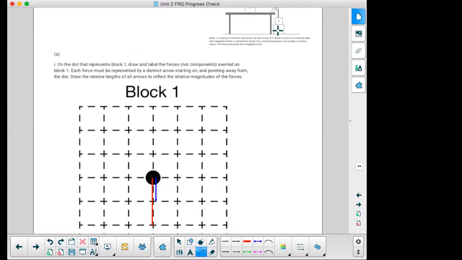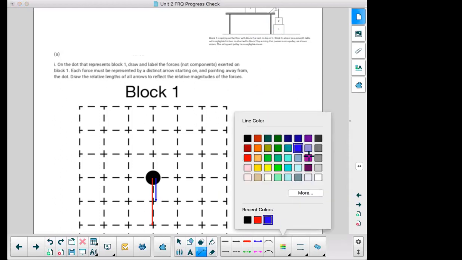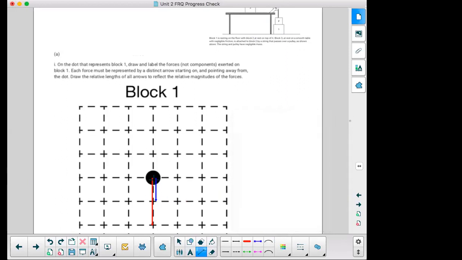But clearly block one is not accelerating. Everything's at rest. Block one is just sitting on the floor. What's pushing up? Block one, what's pushing up? And how long should I draw the arrow? Contact force, I heard somebody say. And how long should that arrow be? 1 unit, 2 units, or 3 units long? Wait, it must be 3 because it's not moving? It must be 3 because it's not accelerating, guys, right?